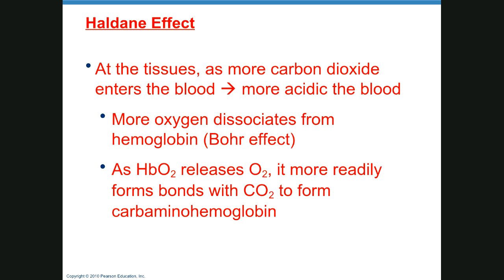Yeah, and at the tissue level, as more carbon dioxide enters the blood, the more acidic the blood becomes. The more acidic the blood becomes, the more oxygen leaves the hemoglobin, and that's the Bohr effect. The more oxygen leaves the hemoglobin, the more CO2 the hemoglobin can pick up. That's the Haldane effect. So the two go together and explain why at the tissue level, where you have low pH, high CO2, the hemoglobin gives up its oxygen and picks up the CO2.